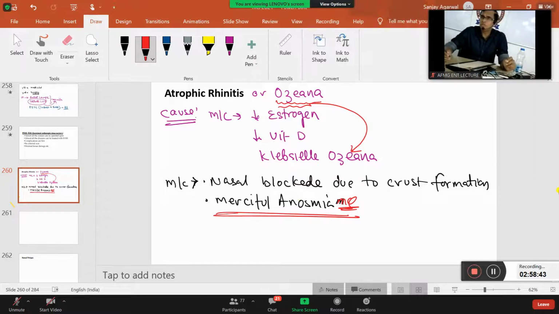Once again, it's a clinical diagnosis. You do not need to do any investigation. If you do rhinoscopy, you can see everything, atrophy and all that. And then treatment. Many questions come from treatment.